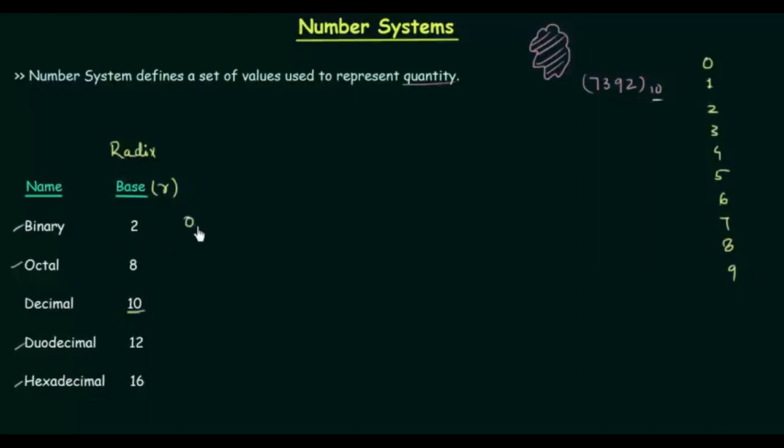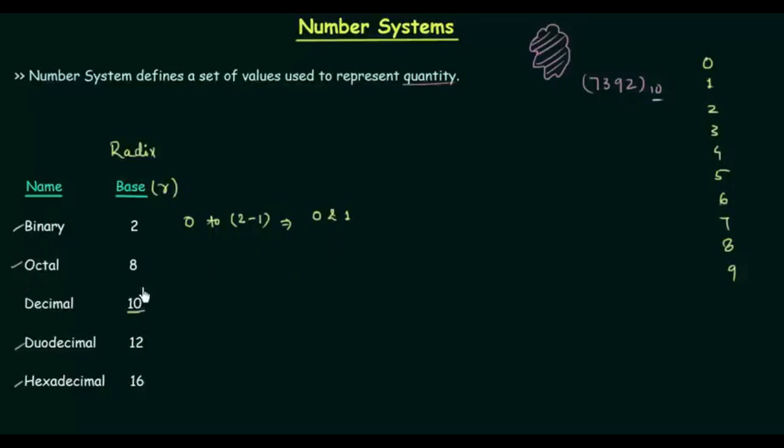Digits will start from 0, and there will be an increment of 1 every time, up to r minus 1, where r is the base. In this case, r is 2, so 2 minus 1 gives us 1. So there are only 2 digits in the binary number system, 0 and 1, and in the binary number system we call them bits.